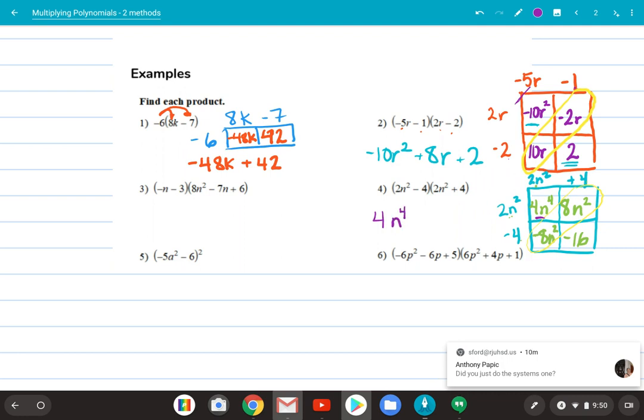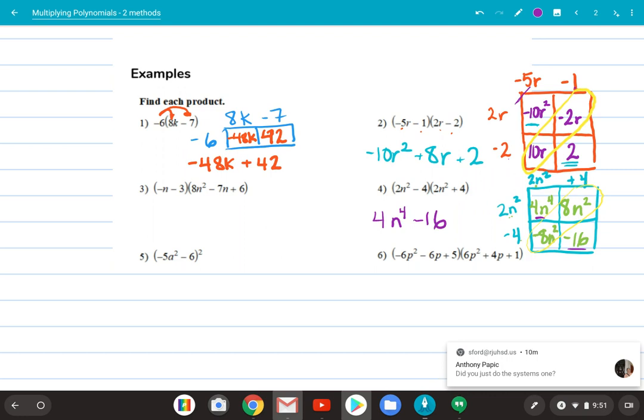8n squared minus 8n squared crosses off. And so all we have is our bottom right one. All right. Hopefully you guys got that one. Let's try number 5, and then we'll go on to the biggest one.